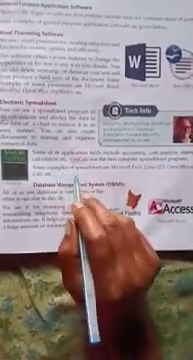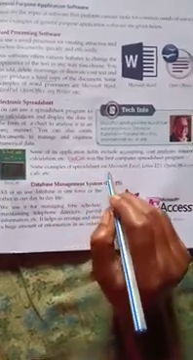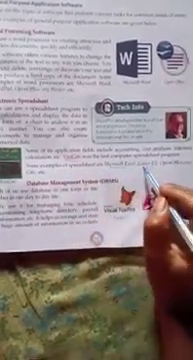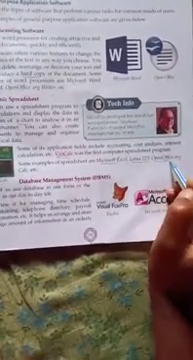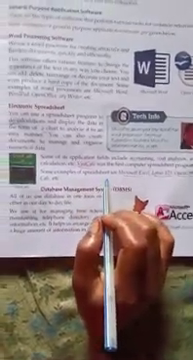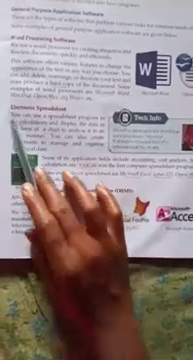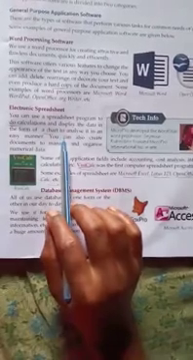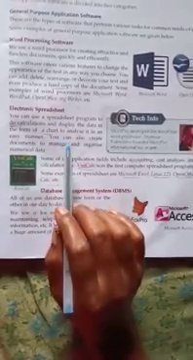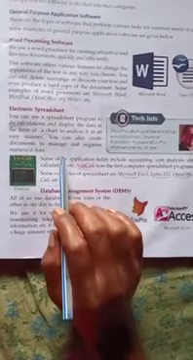Some examples of spreadsheets are Microsoft Excel, Lotus 123, OpenOffice.org Calc, etc. These are some examples of electronic spreadsheet. So with the help of electronic spreadsheet, we can calculate or solve any mathematical problems.